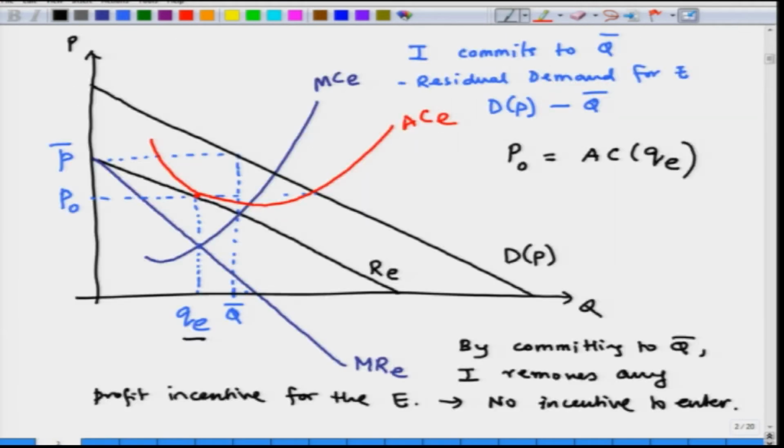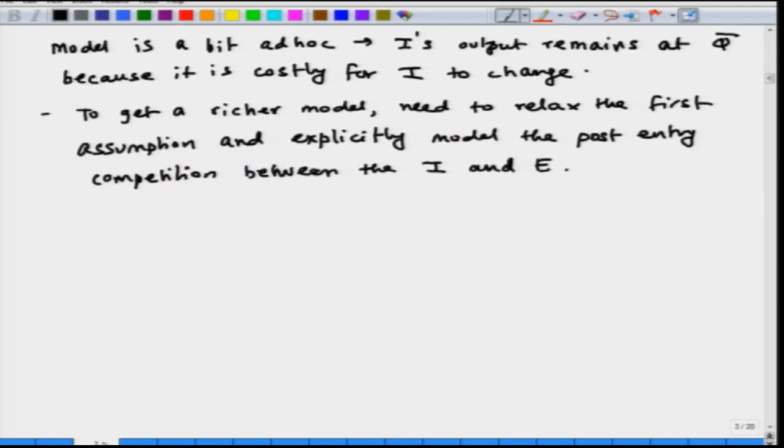So, while this model is essentially giving us a flavor of entry deterrence, in the sense that by committing to an output Q bar, the incumbent can remove the incentive for the entrant to enter the market, the problem is that we have not yet modeled the post entry competition between the incumbent and the entrant. In other words, we are not justifying that the incumbent would not change its output when there is entry, right. So, let us see a model where there is post entry competition between the incumbent and the entrant.